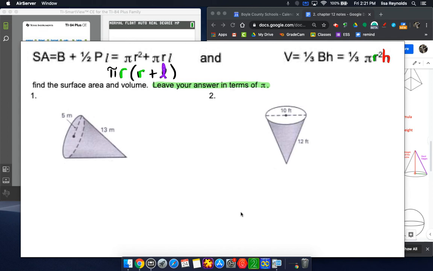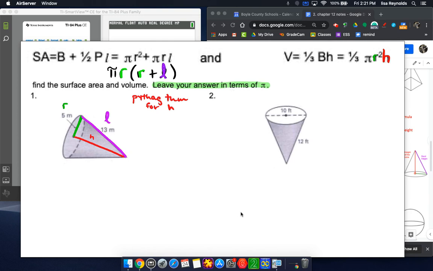So first things first, I start looking at my information. From the center of my circular base to the outer edge is a 5. That's the radius. The 13 is on the slanted surface, so this is the L. And the one piece of information that I'm left to calculate is my height. So we're going to do the Pythagorean theorem for the height.